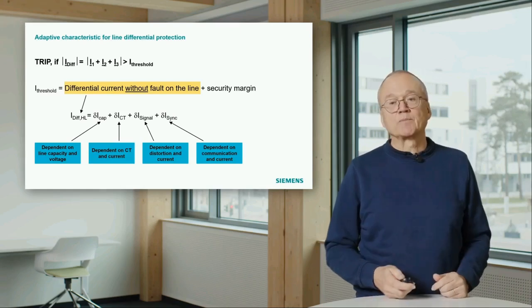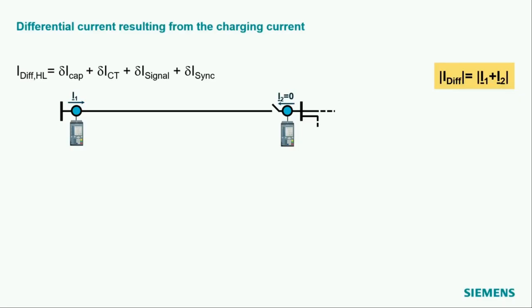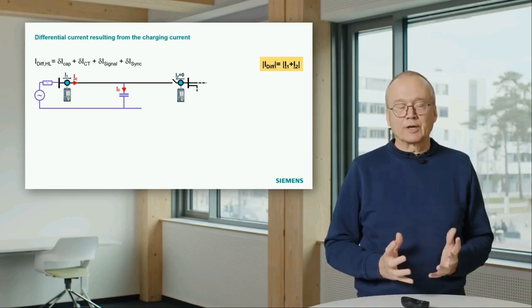So let's start with the charging current. And the easiest way to think about the charging current is imagining that the right breaker is open. We calculate the differential current as I1 plus I2. If the right breaker is open, I2 is 0. That means the differential current is I1. And especially if we have a cable, we have a certain charging current, and that is the current the relay on the left side sees, and that is automatically the differential current.